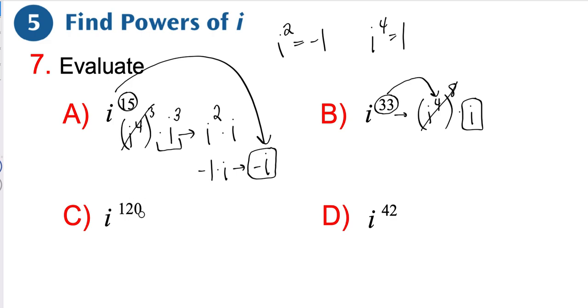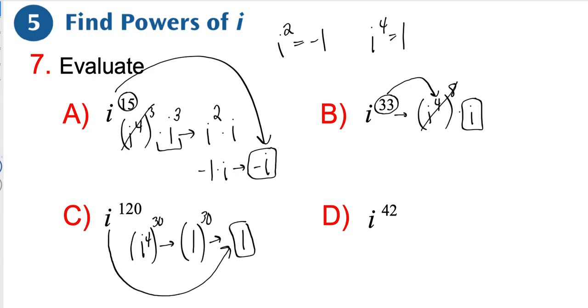All right, a couple more. 120 is the power here. How many i to the fourth can I get out of there? Well, it looks like I could probably do 30 of them. All right, and that would take all 120 of those, okay? So if I have i to the fourth, which is just 1, to the 30th power, that's just a 1. So this simplifies nicely to a 1 because I'm using 30 groups of i to the fourth, okay?